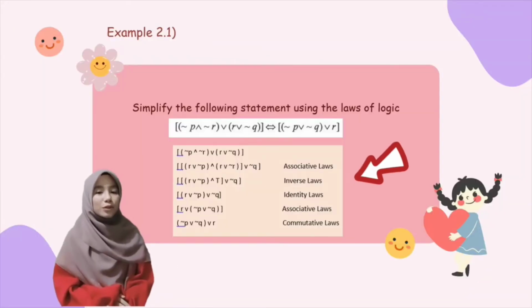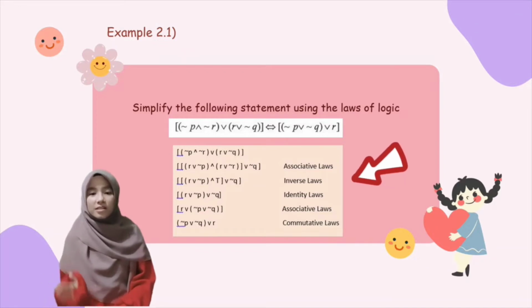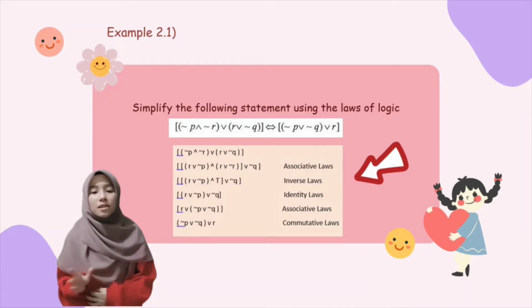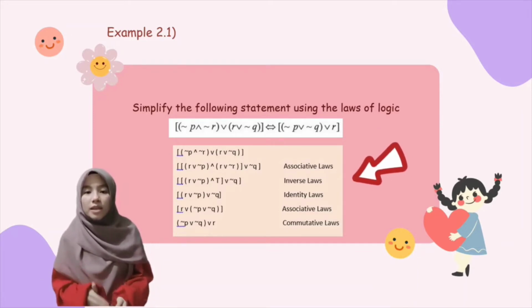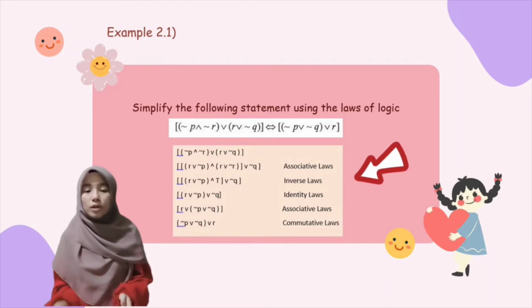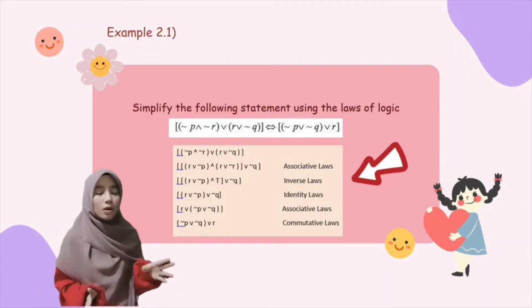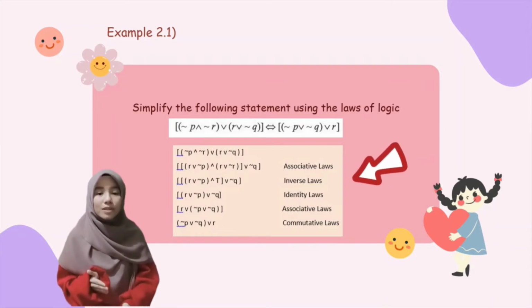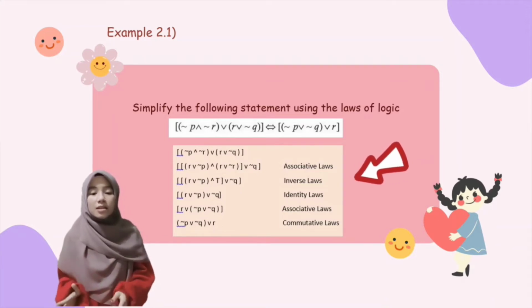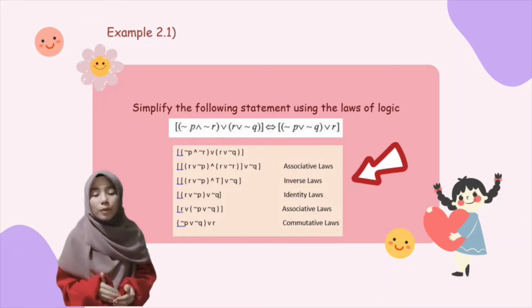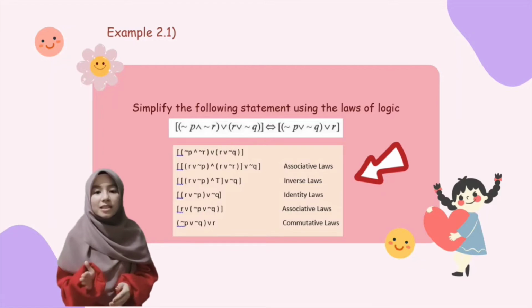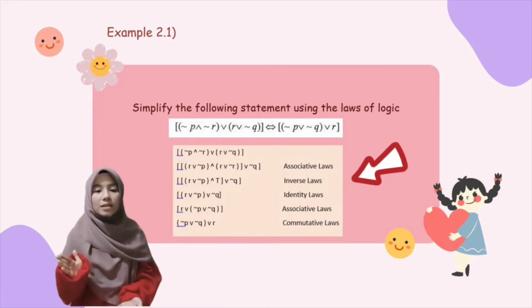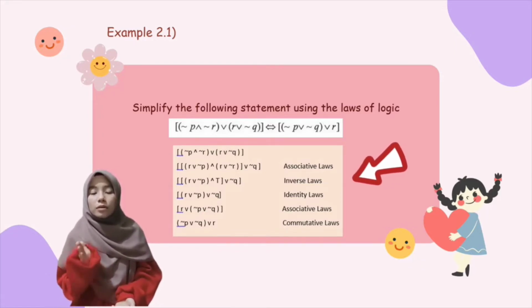So the example 2.1. For this example, the question asks us to simplify the following statement using the law of logic. Okay, the first step that we need to do is we must move the bracket. So R or not P and R or not R, we put in one bracket, then it will be associative law. Okay, then from R or not R, it will be tautology, which is T, and it is inverse law. Okay, then from R or not P and T, it will be identity law. Okay, so it will be R or not P.